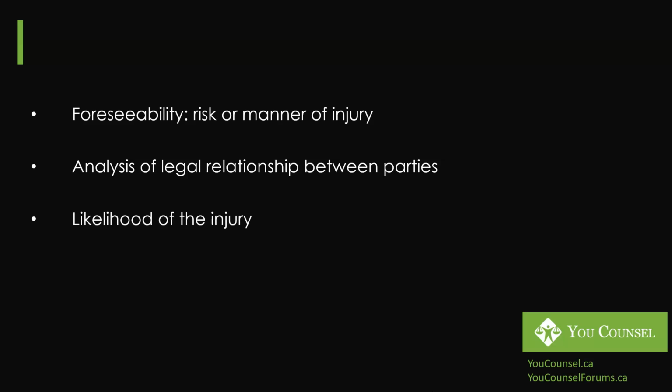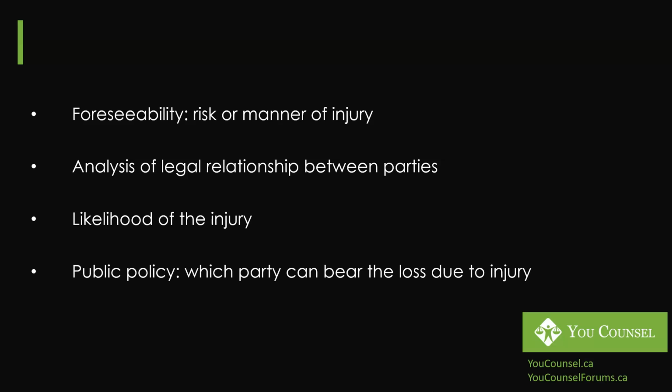The court will also consider likelihood of the injury. What are the chances that this particular fact may cause an injury to a person? And then court will consider public policy with respect to who can bear the loss due to that injury. So, for example, in a motor vehicle accident, if a person becomes paraplegic, now that person has some burden on the society at large. And so the court looks at the overall sort of social circumstances in determining who bears the loss with respect to that injury.